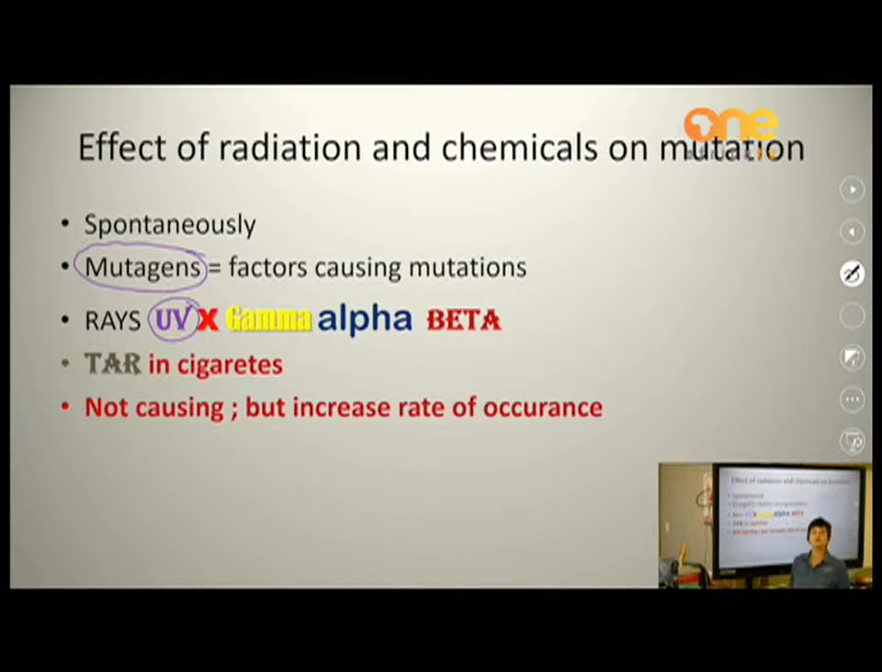Alcohol can be called a mutagen if it causes cancer in the stomach or wherever cancer is caused due to an overconsumption of alcohol. Now, we say the mutagen will not cause it, but it will increase the rate of the occurrence of a mutation. A mutagen will increase the rate of the occurrence. And with that, I want you now to please complete your worksheet.